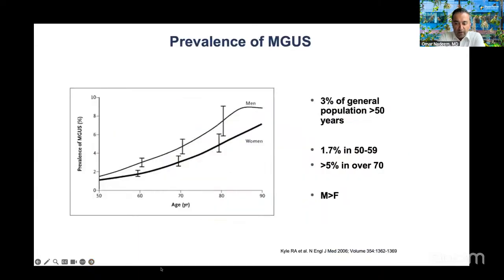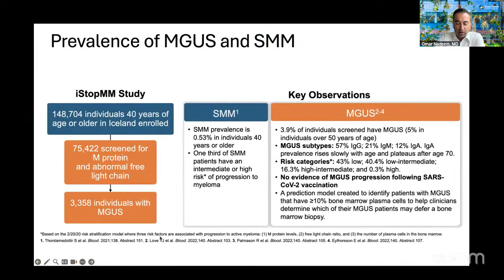Here is the prevalence of MGUS that was described by Dr. Kyle in this paper now about 20 years ago. So 3% over the age of 50 in the general population, and that number goes up by approximately 1% every decade. It is more common in men compared to women, and it is over 5% in people over the age of 70. There are some populations that are at higher risk of having MGUS, and that includes Black Americans or patients of African American descent, and also family members that have a history of a blood cancer.